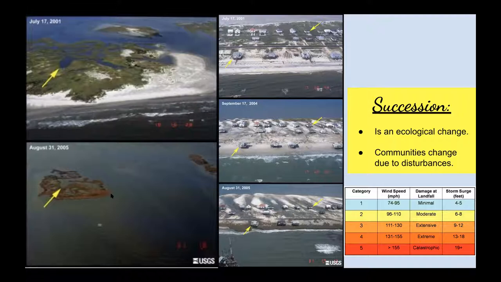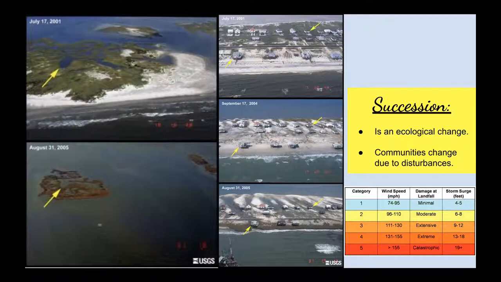Look at how much of a difference there is before and after, and think about what happened to the plant and animal communities that lived on that island, and how this hurricane impacted those living organisms. Obviously a lot of the animals, if they were terrestrial animals and could not swim, probably perished in the flooding.